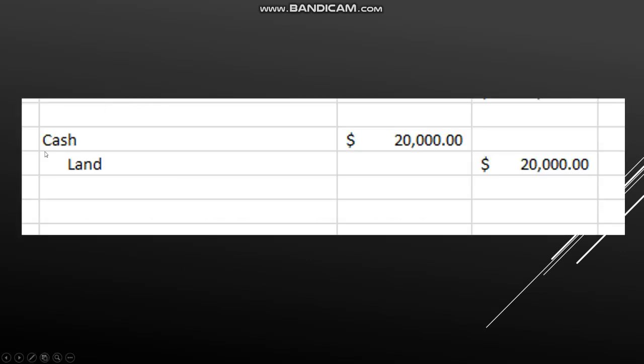And so here's our transaction. We would debit the cash account for $20,000 and credit the land account for $20,000. Pretty simple. Nothing too complex. And these are the main things that you really need to know about contribution income.